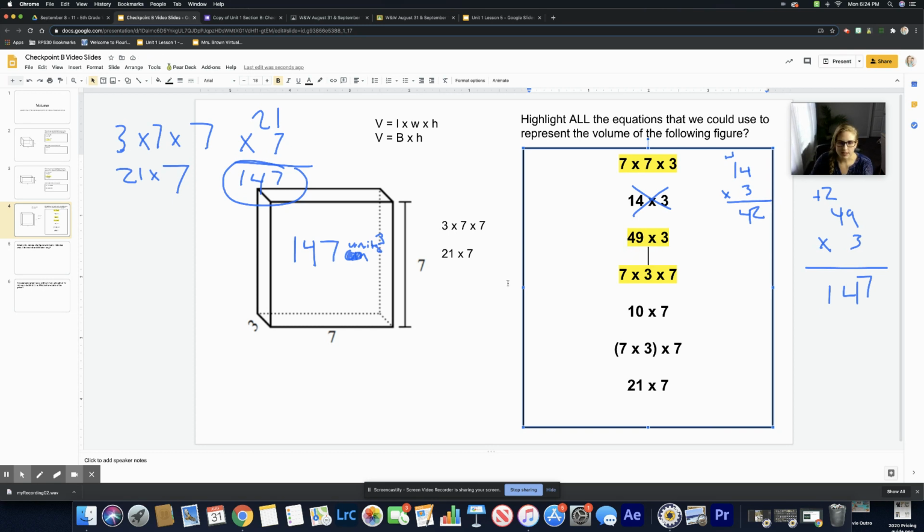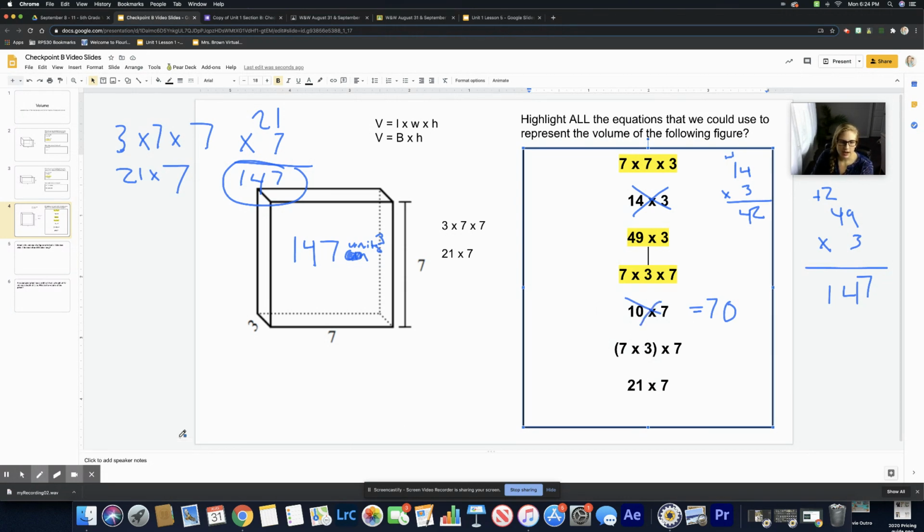Well, this person, it looks like, did the length times the height. So 7 times 7 and got 49, and then multiplied by the width. It still works. 10 times 7. If I do 10 times 7, I get 70. So is that one that it represents this volume? No, it doesn't. So I'm actually going to cross that one out.